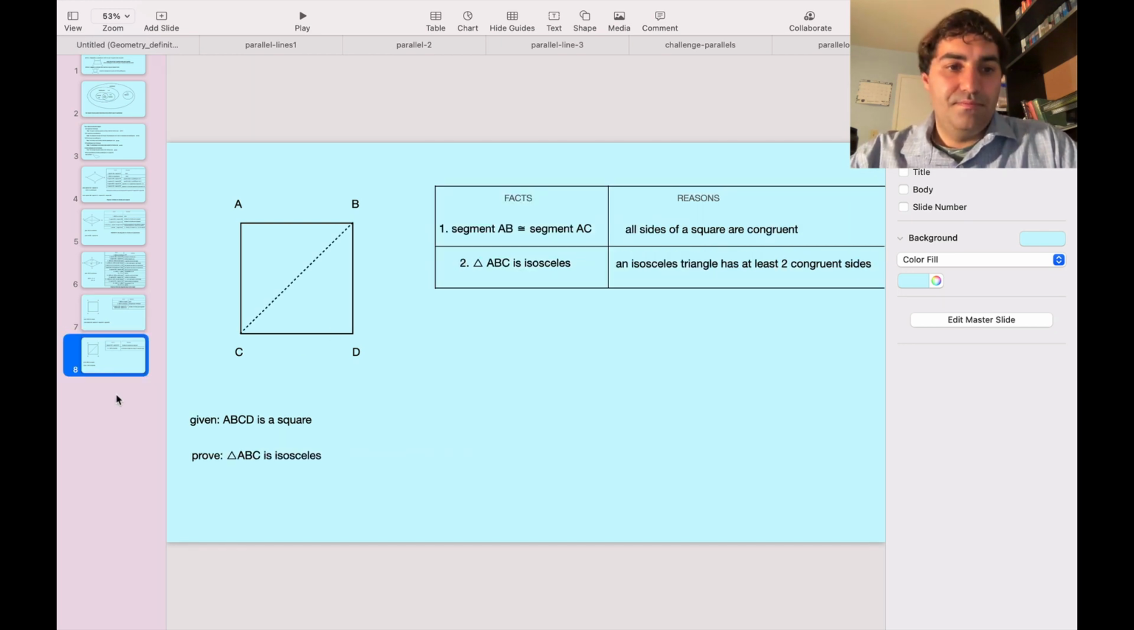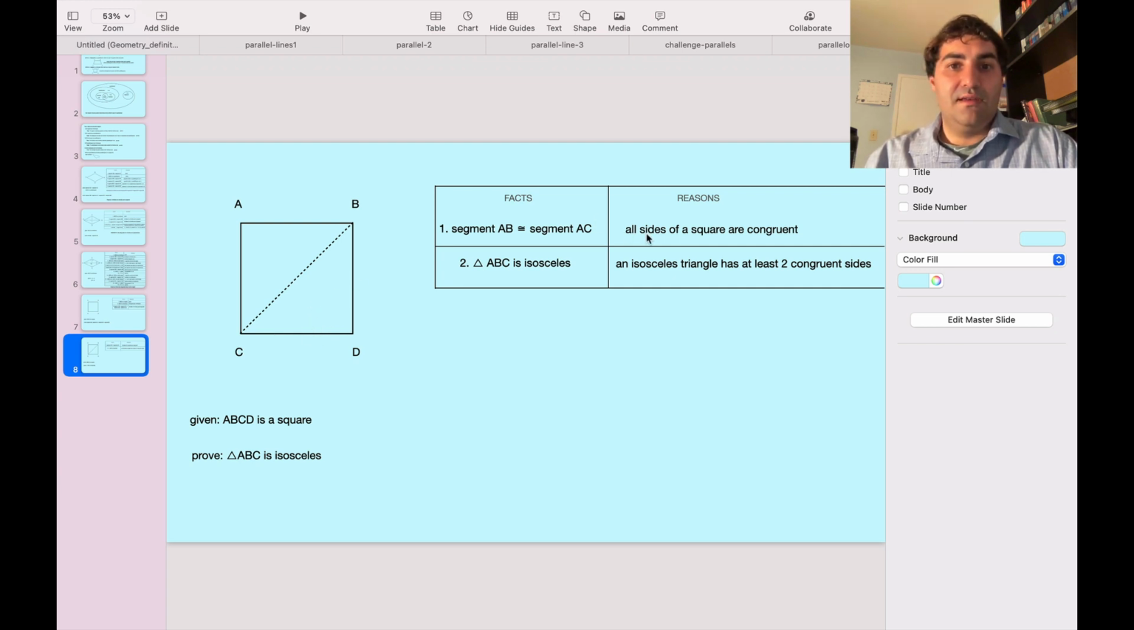Okay, so we're given that ABCD is a square, and I want to prove that triangle ABC is isosceles. So this segment BC is going to be a diagonal, right? Because it joins these two non-adjacent vertices of this quadrilateral, right?